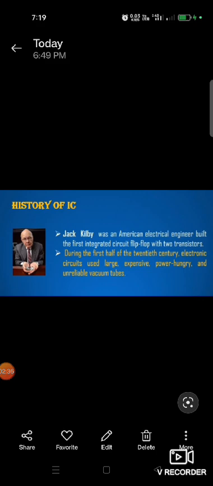Next, we are going to see about the history of IC. Before IC, there came Jack Kilby, an American electrical engineer, who built the first integrated circuit flip-flop with two transistors. We already know what a flip-flop is. A flip-flop is nothing but a circuit used to store information, that is to store binary data, and it is used in registers. So this Jack Kilby, an American electrical engineer, built the first integrated circuit, that is with two transistors.